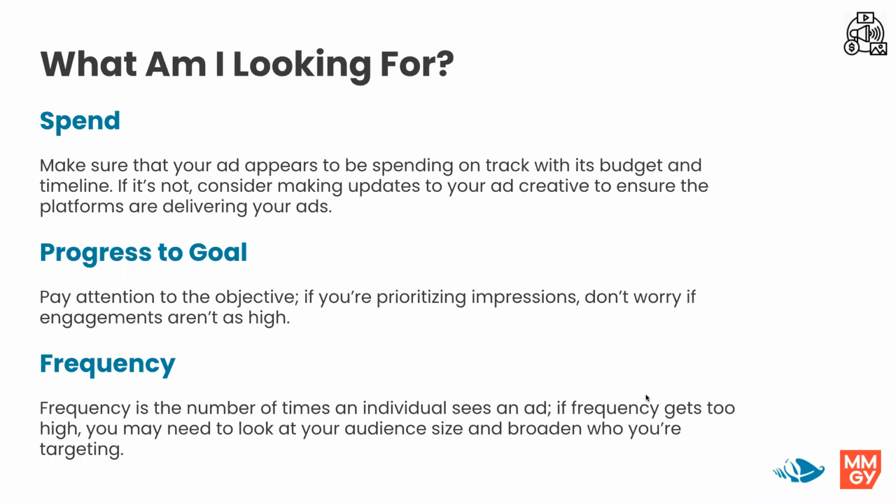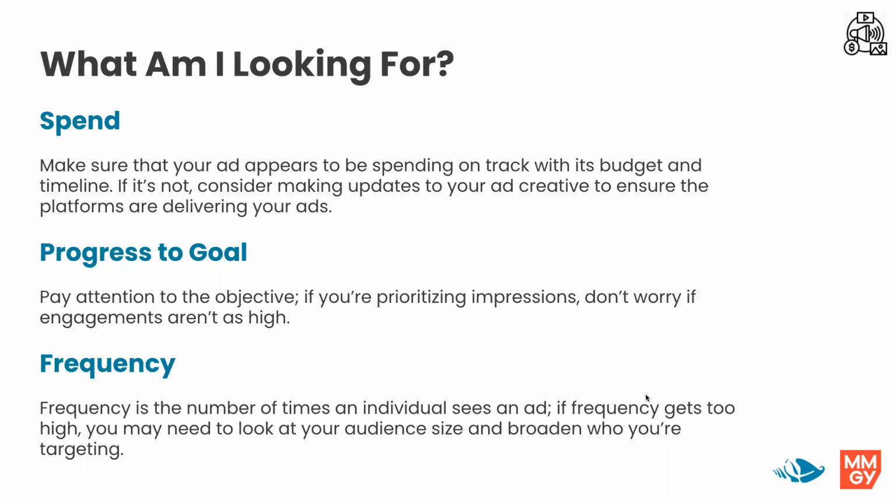When you're checking in on your ad, you're looking for these three items. Spend: you want to make sure that your spend is tracking. If you're running an ad for, say, 5 days for $100 and you're on day four and it's only spent 20, you may need to consider adjusting your ad. Progress to goal: pay attention to that objective. If you're running a campaign that's prioritizing impressions, make sure specifically that that number is doing really well. If another number like engagements isn't, don't get too hung up on that. Really focus on what you're prioritizing with this campaign and make sure that number is healthy.